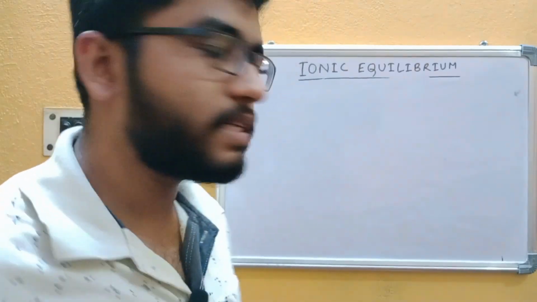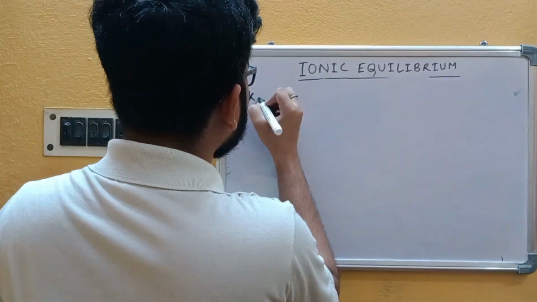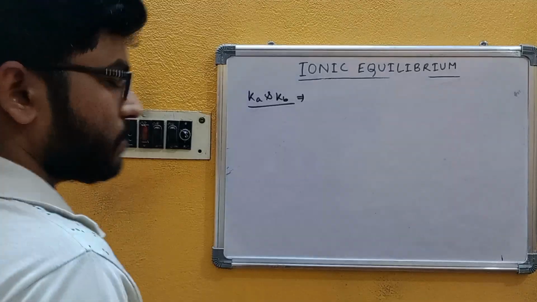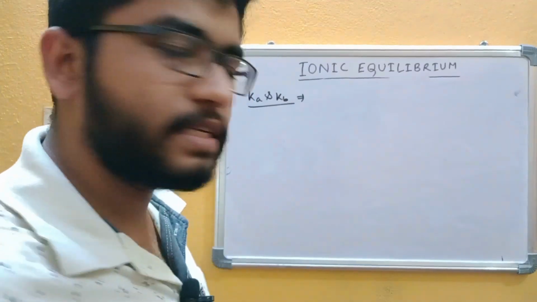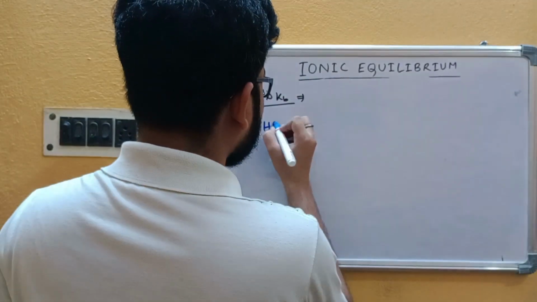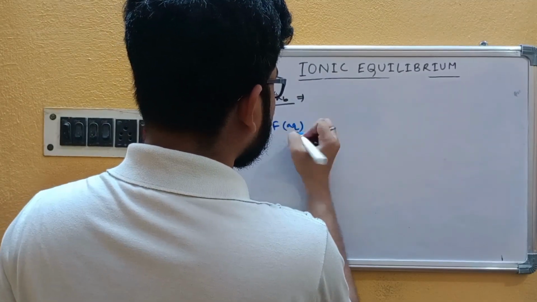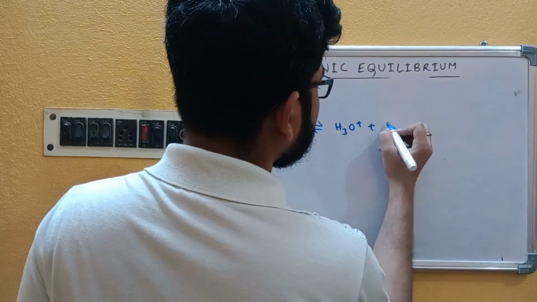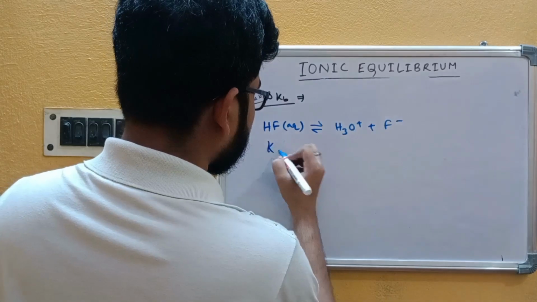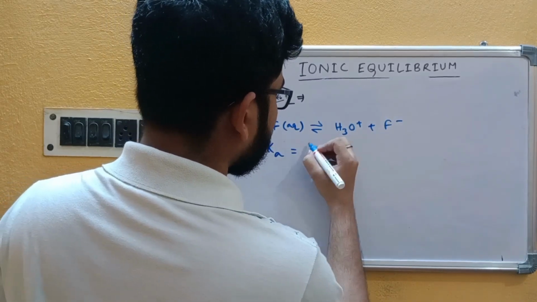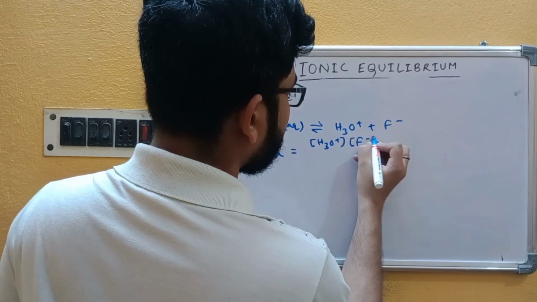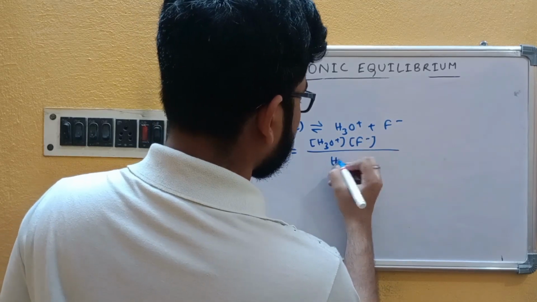Now we will discuss the relation between Ka and Kb. Suppose we take a weak acid, that is HF, and in aqueous solution it dissociates partly as H3O+ plus F-. Equilibrium constant Ka will be concentration of H3O+ into F- upon HF.